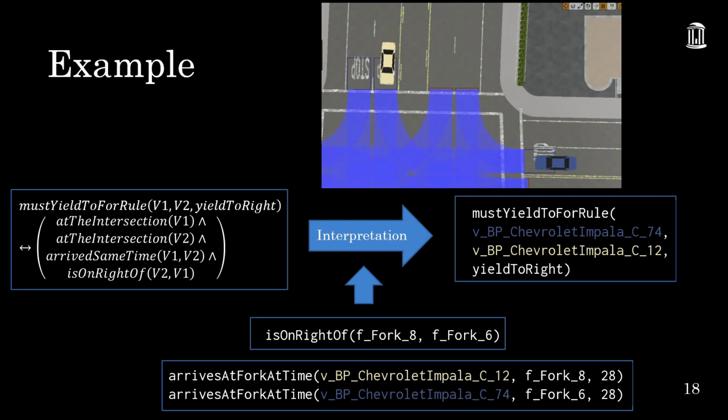Consider the traffic scenario where two vehicles arrive at the intersection at the same time. The yellow vehicle arrives from a fork that is 90 degrees counterclockwise to the fork that the blue vehicle arrives from. Hence, the blue vehicle must yield to the yellow vehicle when both of them are at the intersection. Therefore, the yellow vehicle must enter the intersection first.